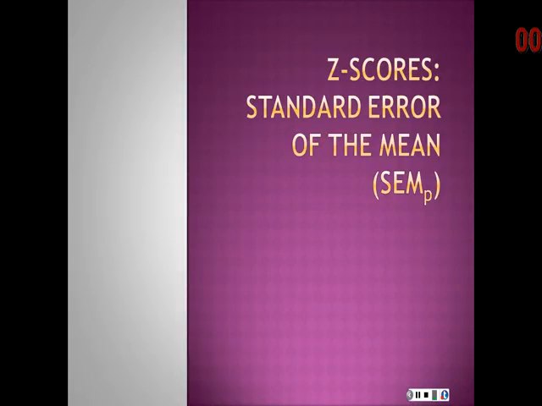Okay, today we're talking about z-scores and specifically standard error of the mean with regard to z-scores. Now this is a little different than the last lecture where we talked about z-scores with respect to individual scores. This is going to be more about a sample and the relationship between a sample and a population and the difference in the distributions between those two.